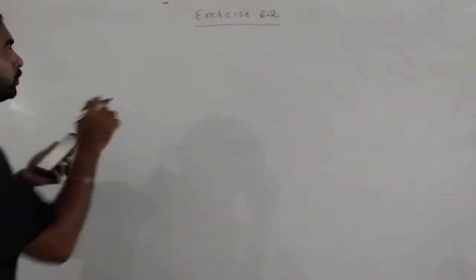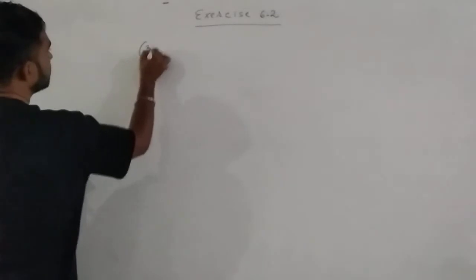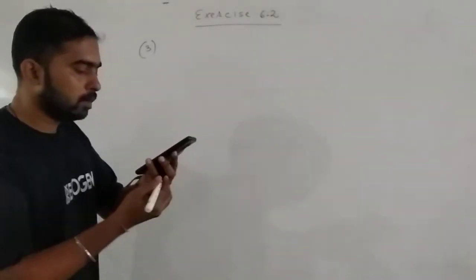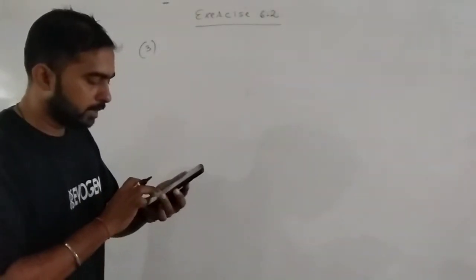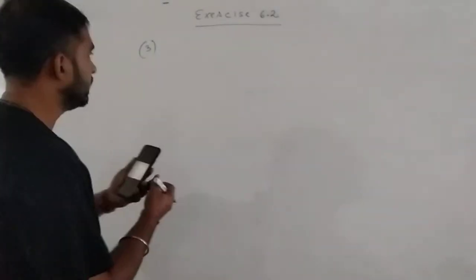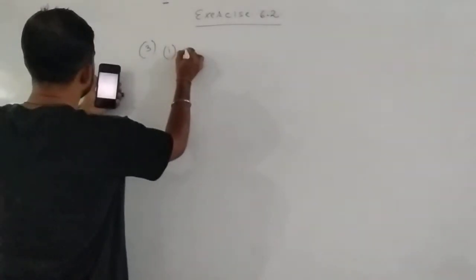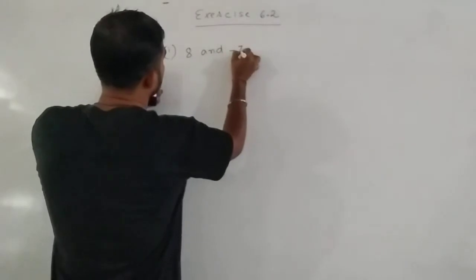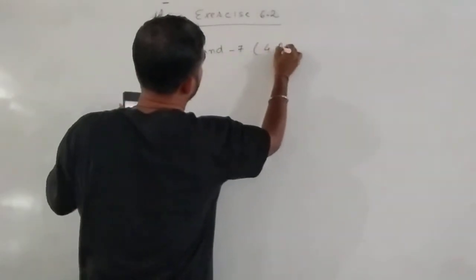Okay, now question number 3 is slightly different, sir. If a few pairs of numbers are given below, find the arithmetic mean as mentioned in the bracket with the pairs. So here we are going to find the AM. First question is 8 and minus 7. Find 4 AMs.